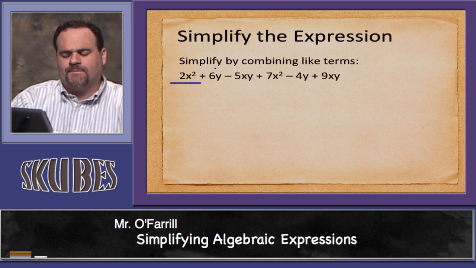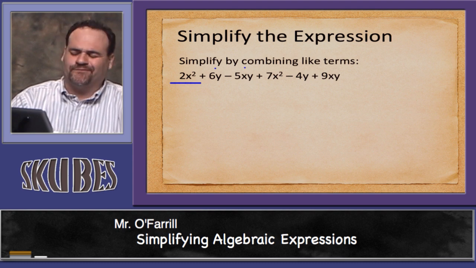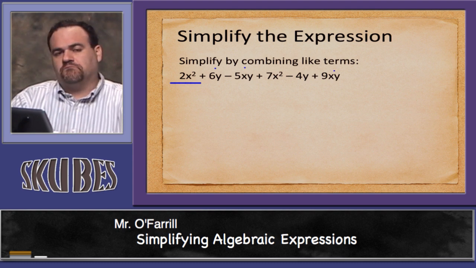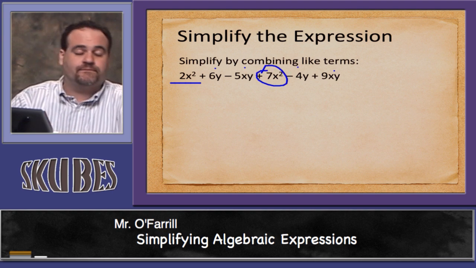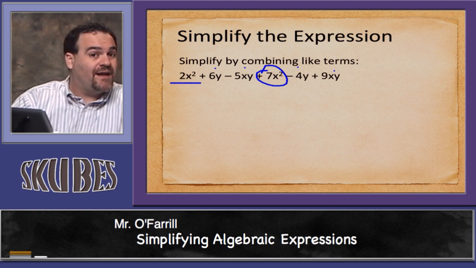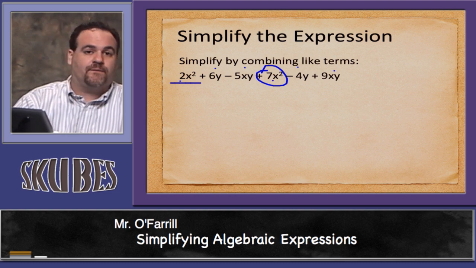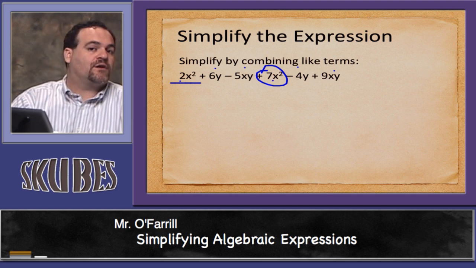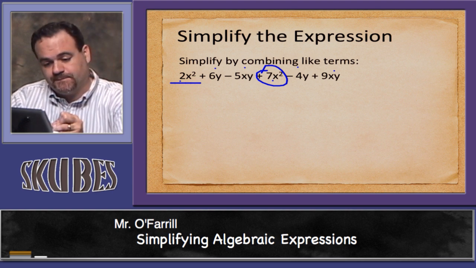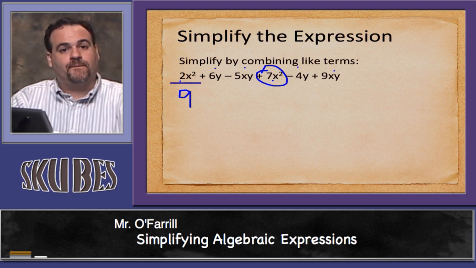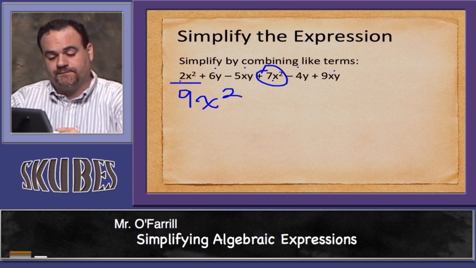That has a y. It's not an x squared. That is an x, but it also has a y. That's not it either. That one also has an x and a y. That one just has a y, there's no x. But this one has an x squared. They are like terms. We have 2x squared and 7x squared. Just like on the last problem, we look at the coefficients now. 2 and 7. 2 plus 7 is 9. 9 what? X squared.